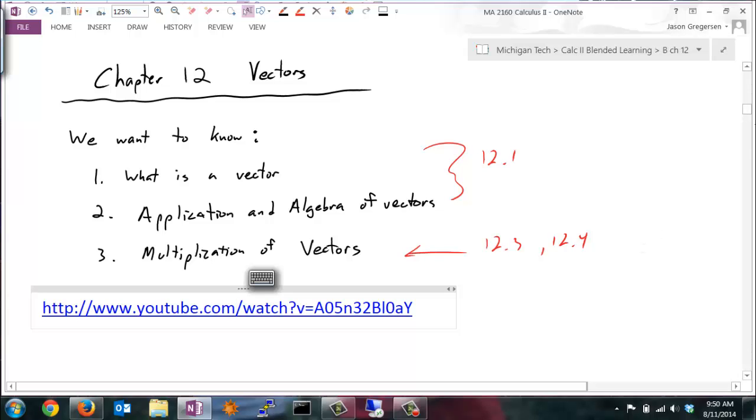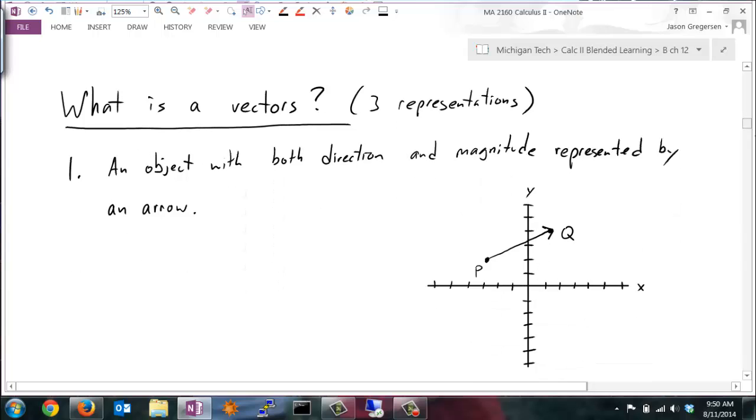Alright, but that's really the idea here. What are vectors? One of the interpretations of vectors is an object with both direction and magnitude. It's represented by an arrow, at least in 2-dimensional space. That's kind of our base representation. So here I have a vector drawn. I have an arrow in 2 space. It has a direction, it's pointing that way, and it has a specific length. It's going from P to Q.